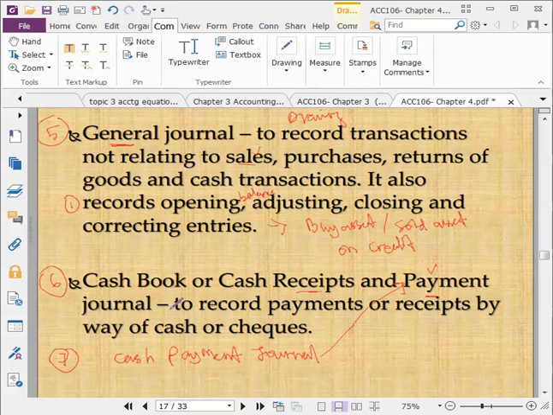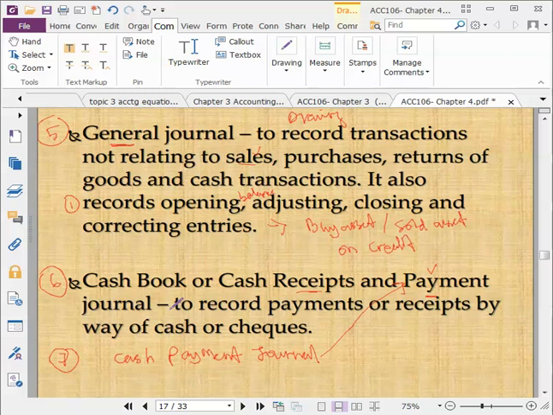So how about the owner purchase asset van on credit? Owner buy asset on credit. Which journal? Owner buy an asset on credit. Okay, which journal? Yes, that's right. Journal yang paling banyak sekali record semua transaksi adalah general journal lah.